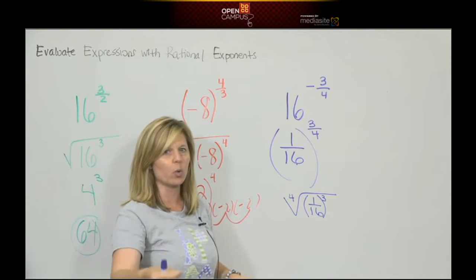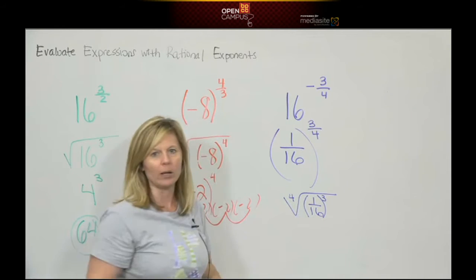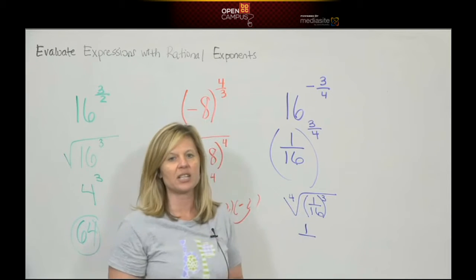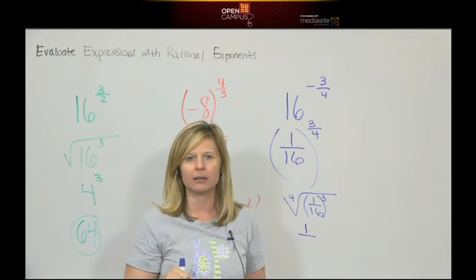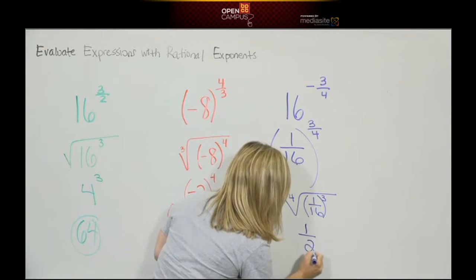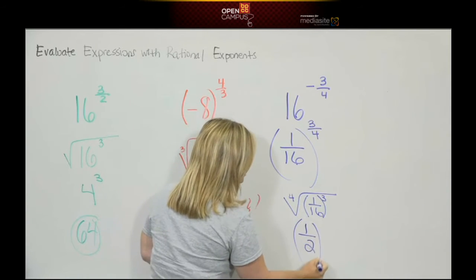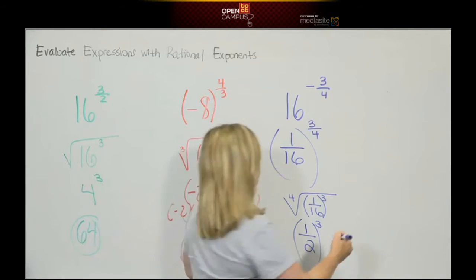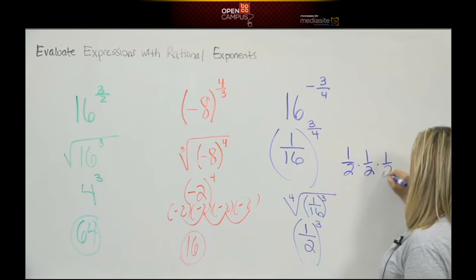Well, the root is quicker to do. It's an easier calculation. What is the 4th root of 1? Well, that's easy. That's 1. What is the 4th root of 16? What number can you multiply 4 times to give you 16? Good. That's 2. So I completed the root. I'm done with that. Now I have to apply the exponent 3. Well, I understand 1/2 cubed. We know our fractions. That's 1/2 times 1/2 times 1/2.